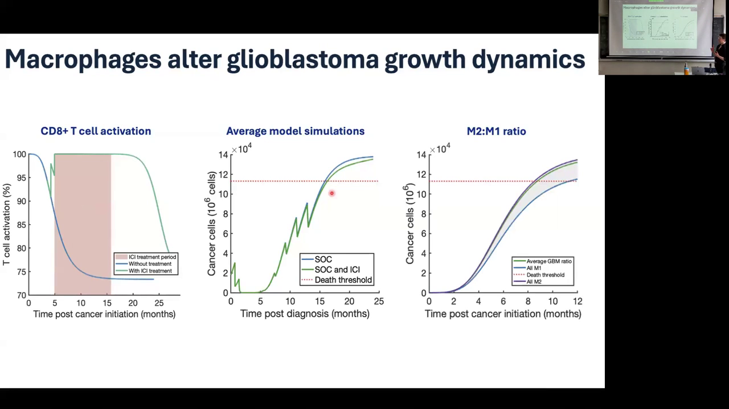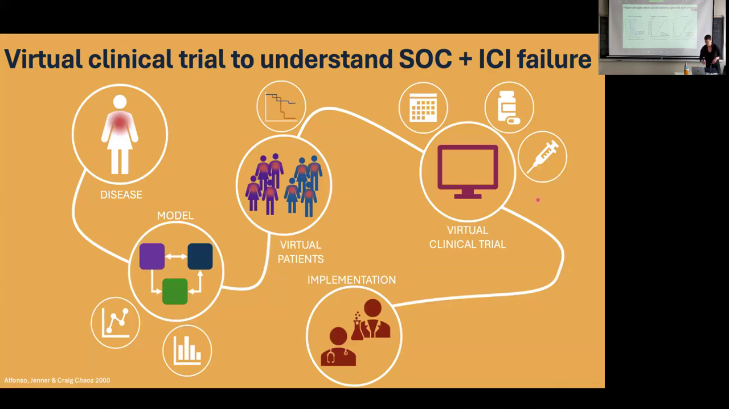However, if you vary the ratio of M2 to M1 macrophages, here you have all M1 cells, here you have all M2. In purple, and the green is the average ratio. So you see that there are more M2 than there are M1. If you can decrease the number of M2s, you do get a big difference in survival time. So this is suggestive that macrophages are a target for glioblastoma therapy.